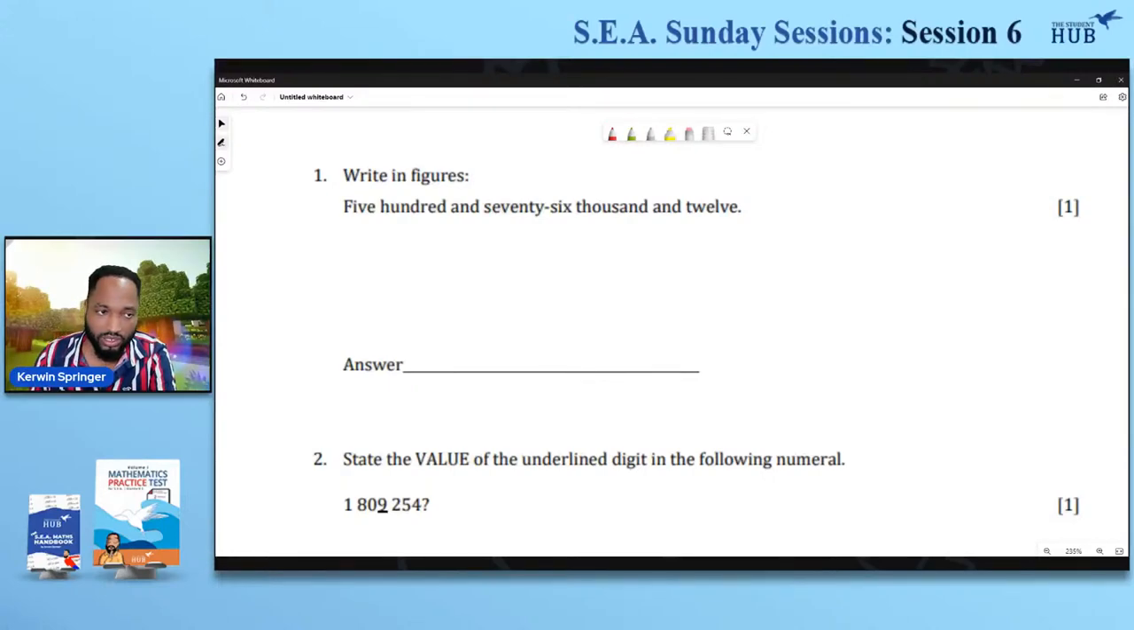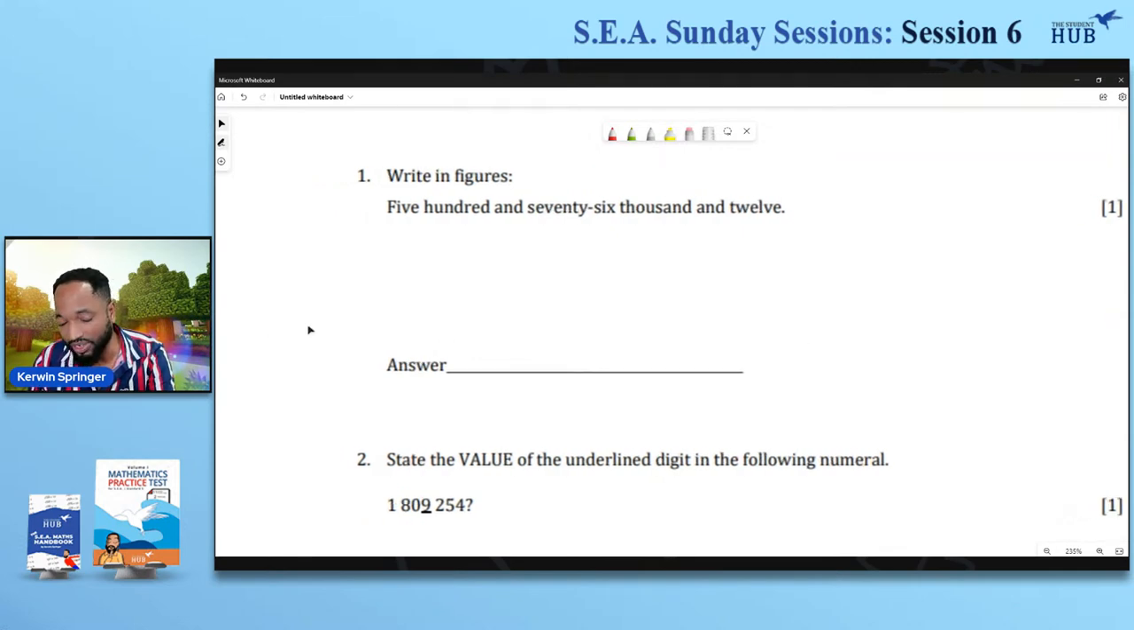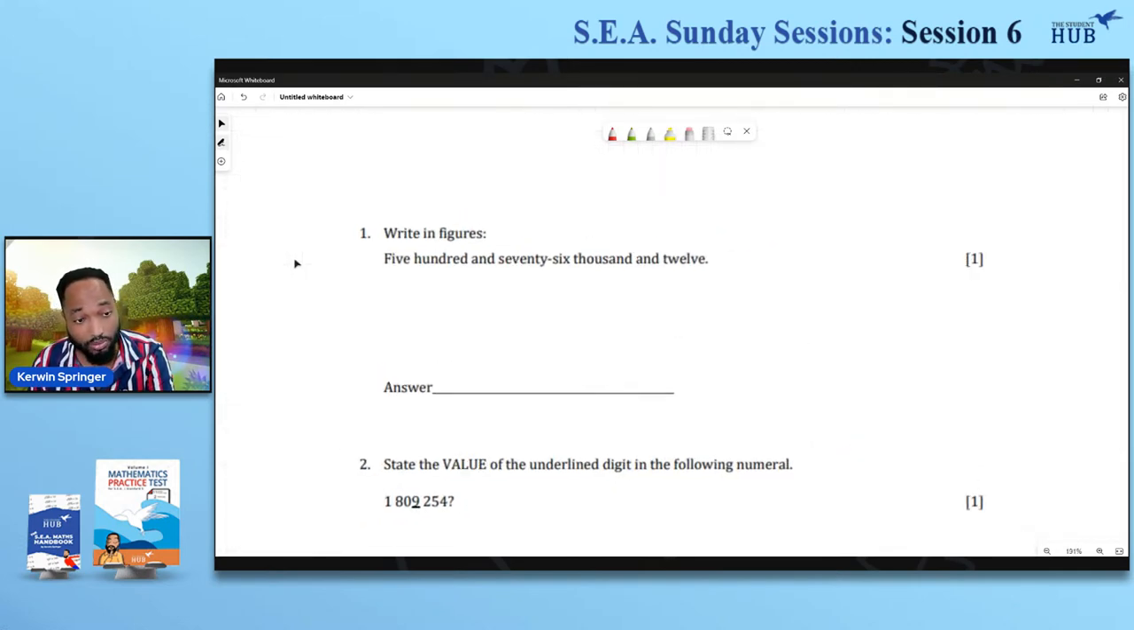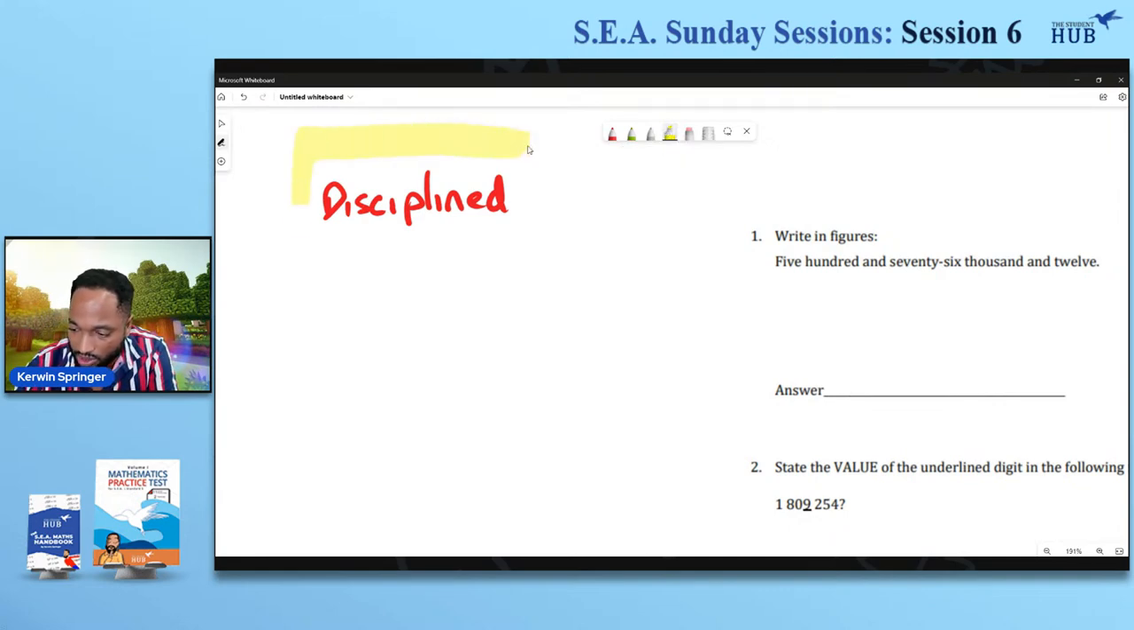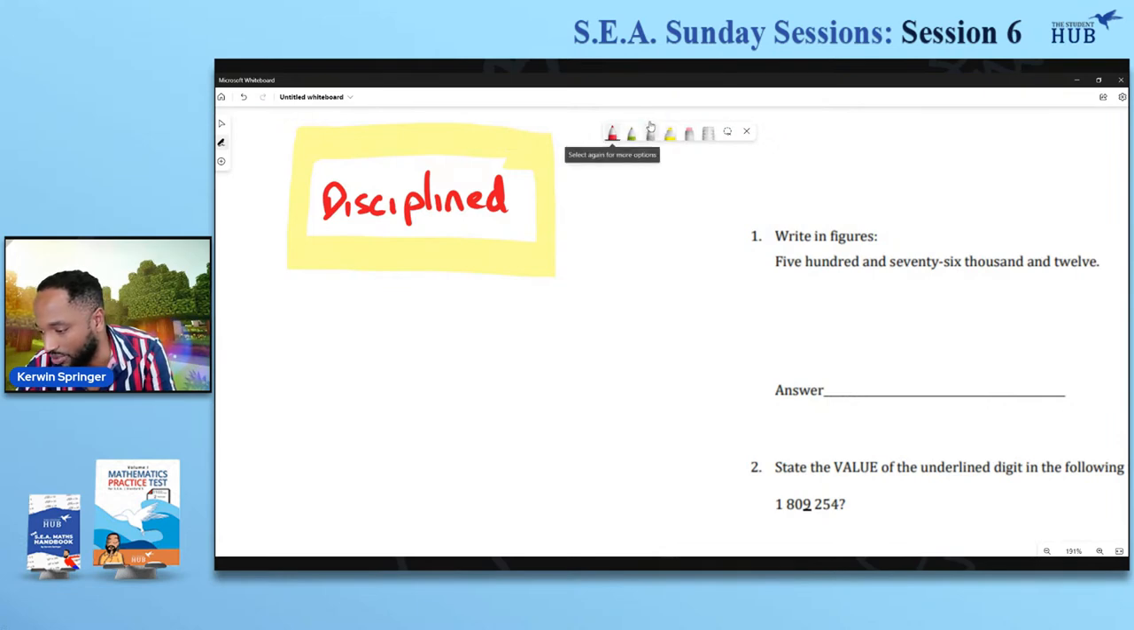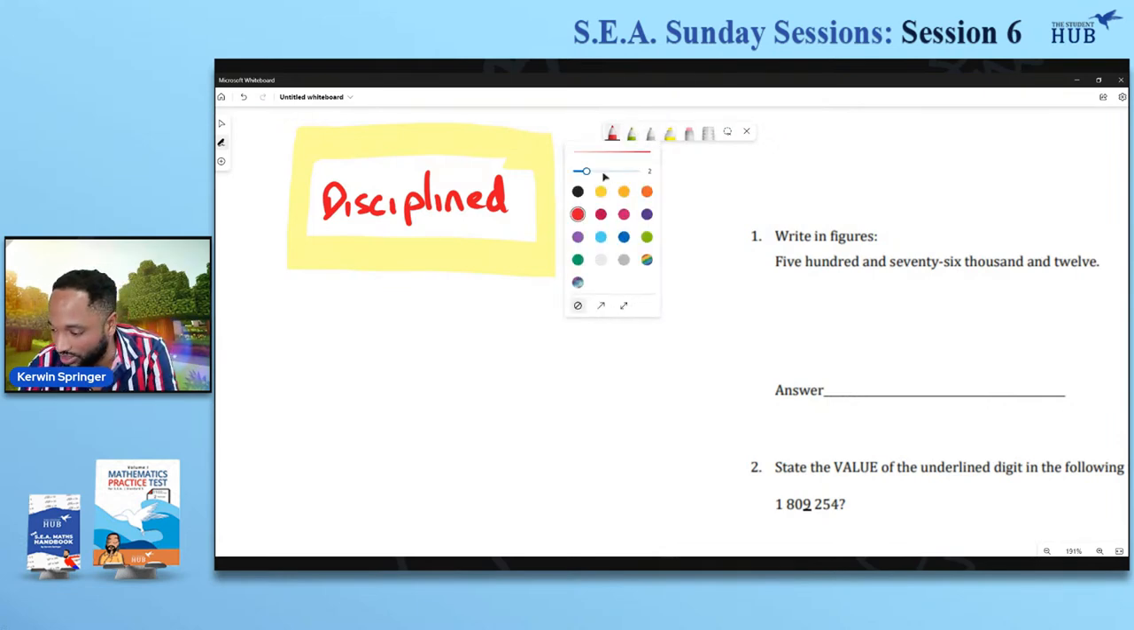All right, so it's exactly 1 p.m. on Sunday, and for the last five Sundays, exactly 1 p.m. I started. So let that be a lesson for you. If you set your time to study, start exactly on time. Be disciplined in your studying, right? Always be disciplined in your studying. Set good habits, and we will see good results when the time comes.